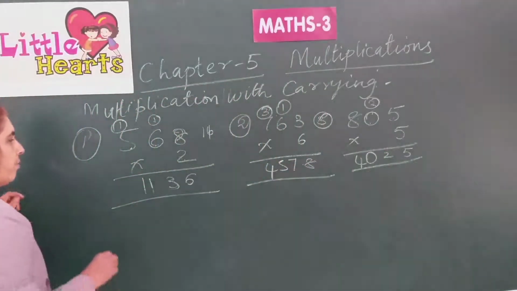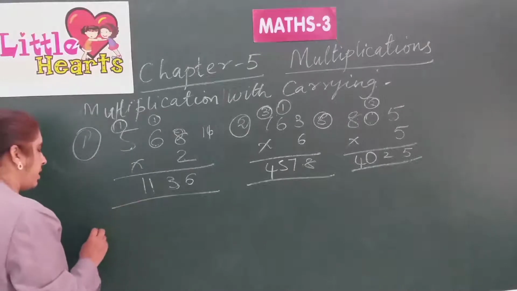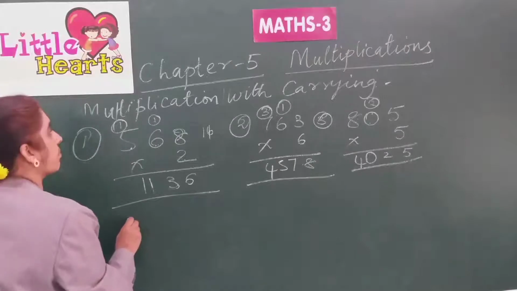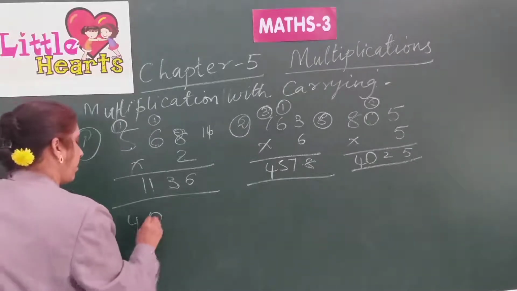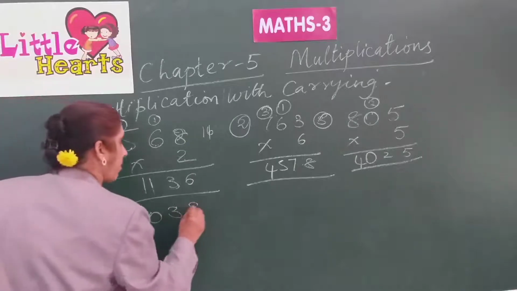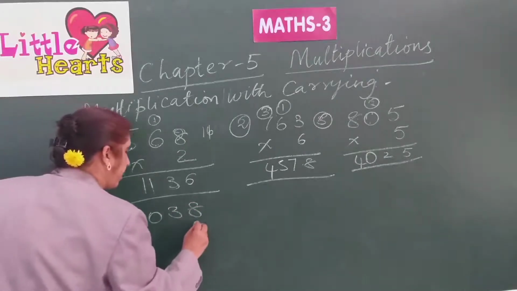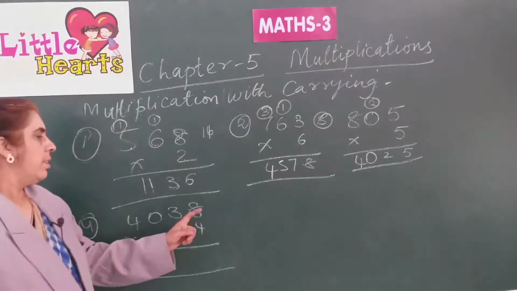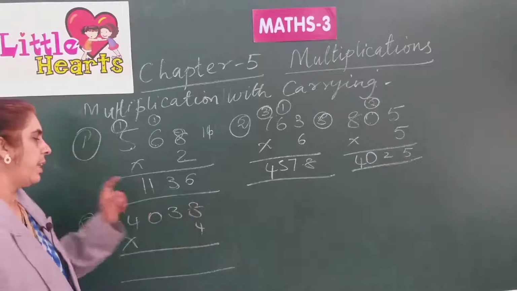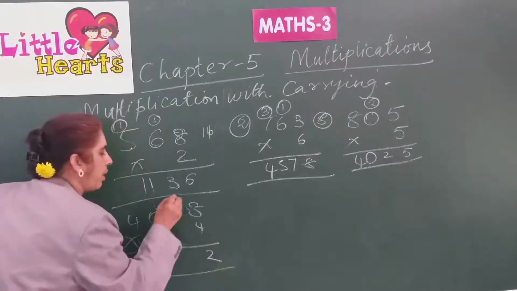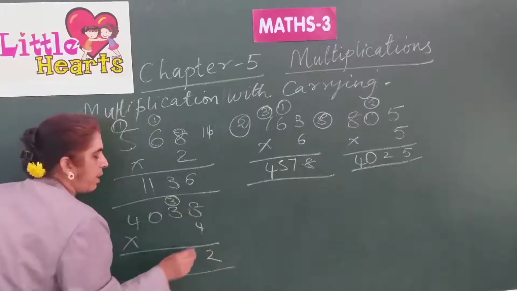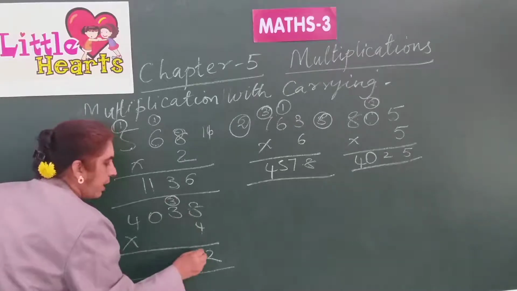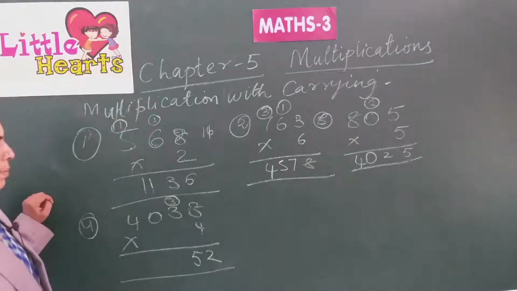In the same way, multiplication of a 4-digit number with a single digit number. 4,038 into 4. Always start multiplying with the ones place digit only. 4 eights are 32, 2 in the ones place, carry 3. 4 threes are 12, plus 3, 15. Carry over number should only be added, it should never be multiplied.